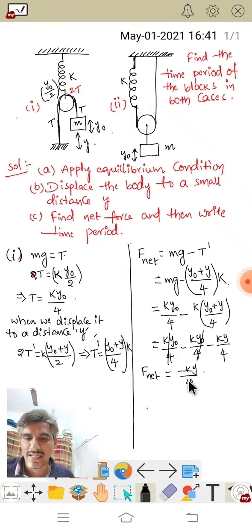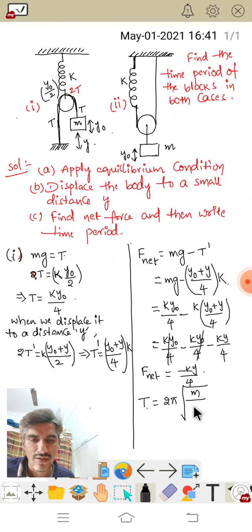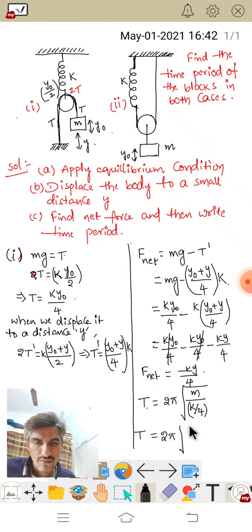See, here we have written F net. Then what is the time period formula? T is equal to 2π square root of m by k. K is what here? K by 4. Therefore, here the time period. Here it's not tension, it is time period. Time period T is equal to 2π square root of 4m by k. This is in the first case.